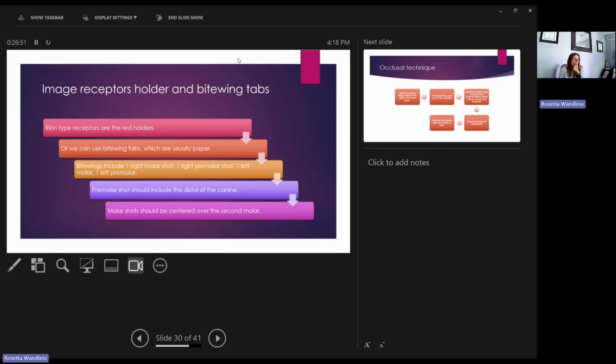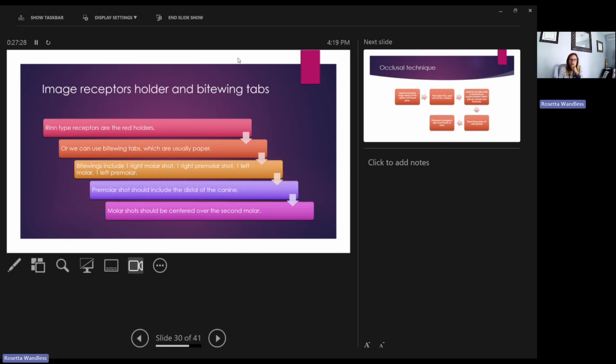Image receptor holders and bite wing tabs. Rinn type receptors are the red holders that we use for bite wings. Typically those are the colors. Or we can use bite wing tabs, which are usually paper or a type of cardboard. Bite wings include a right molar shot, a right premolar shot, a left molar, and a left premolar, so 2 on each side. For children with mixed dentition or primary teeth, we only need one bite wing on each side.